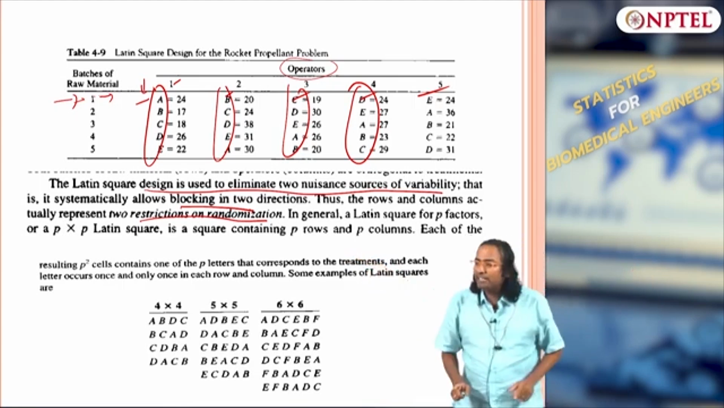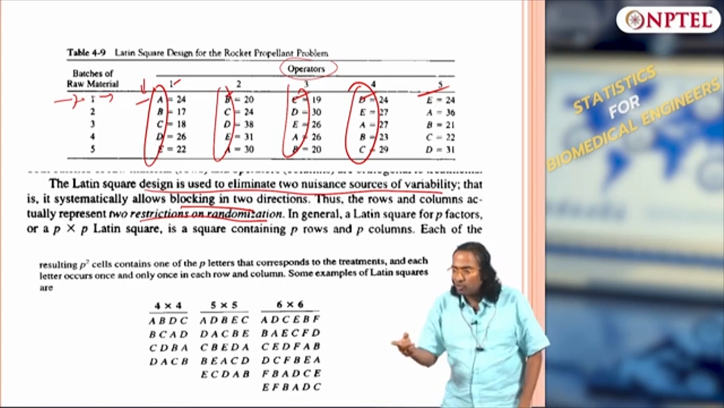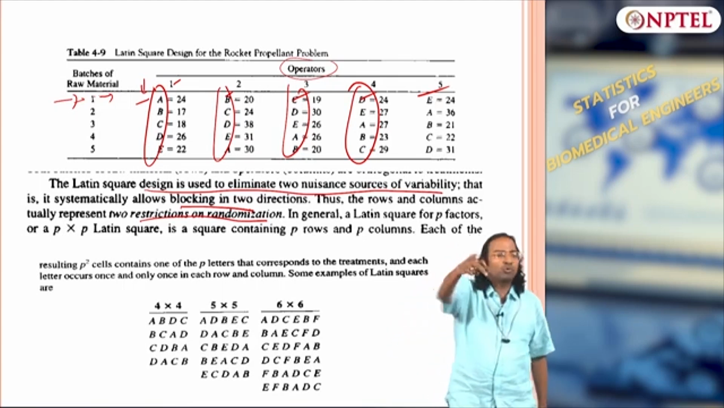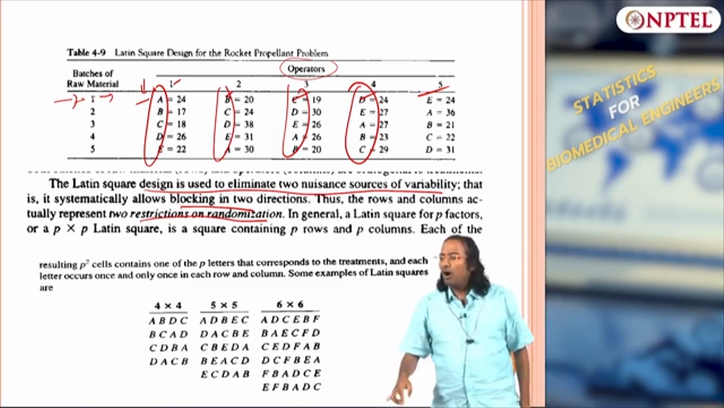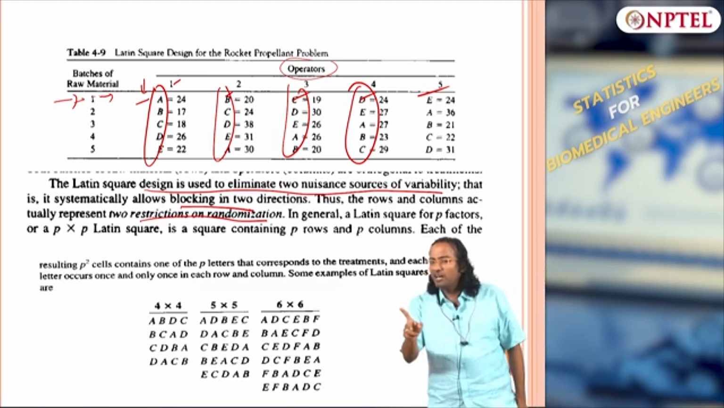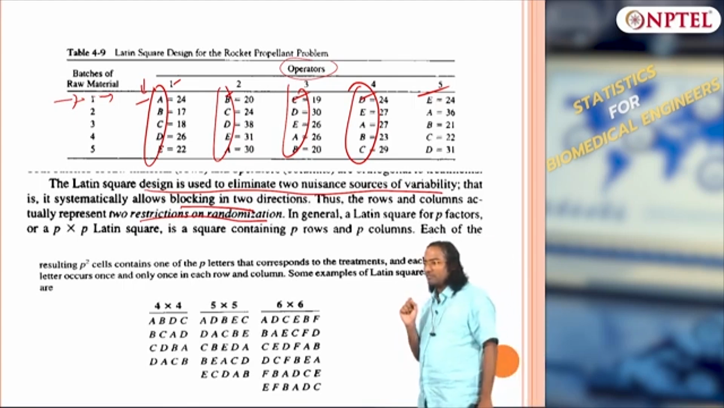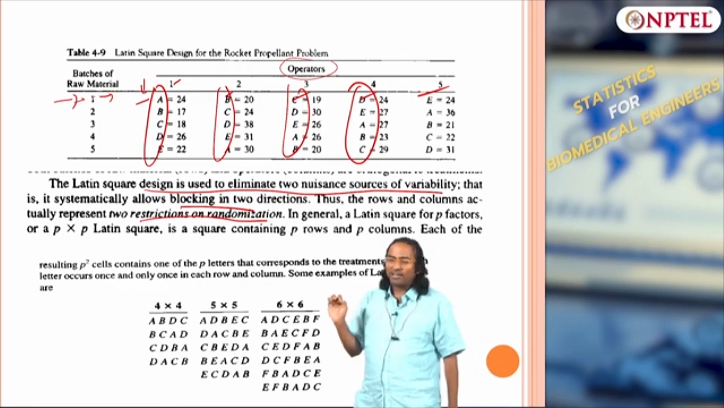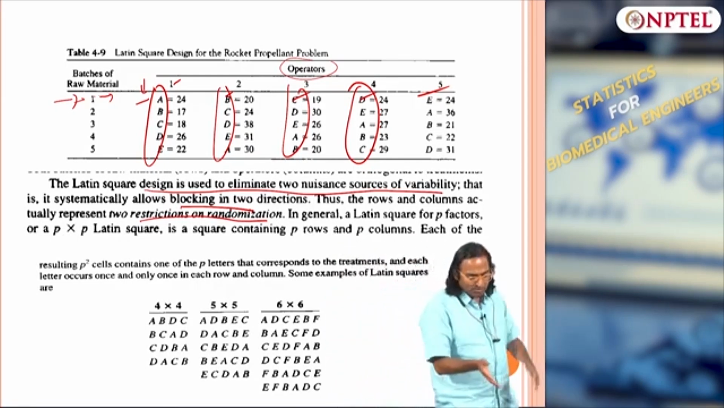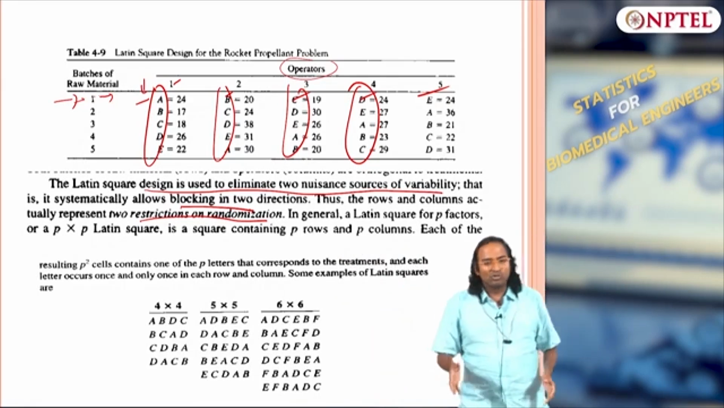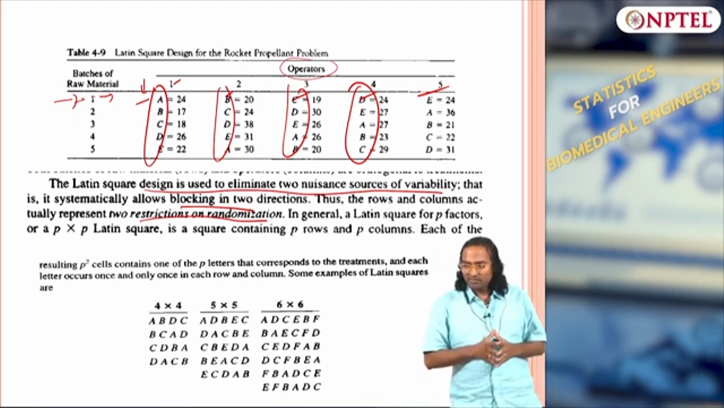Now if I do not make it a square, what will happen? Operator 1 may be exposed to one treatment twice, or he may not be exposed to all treatment levels if it is not a square design. So the square design is the key. That is why it is called a Latin square design. The name Latin comes from the wording and the symbols used, so it is a square design, clear?